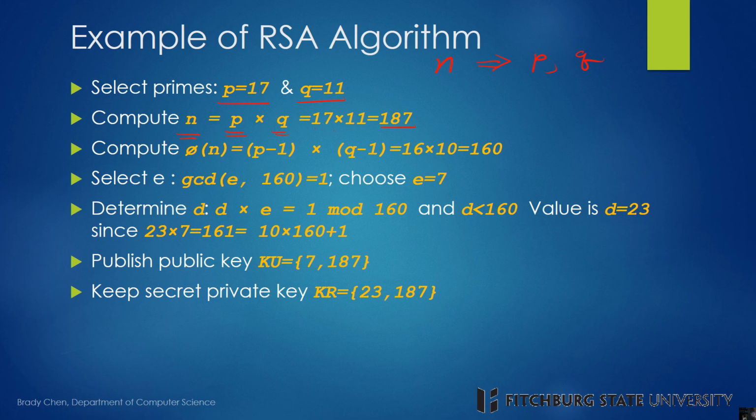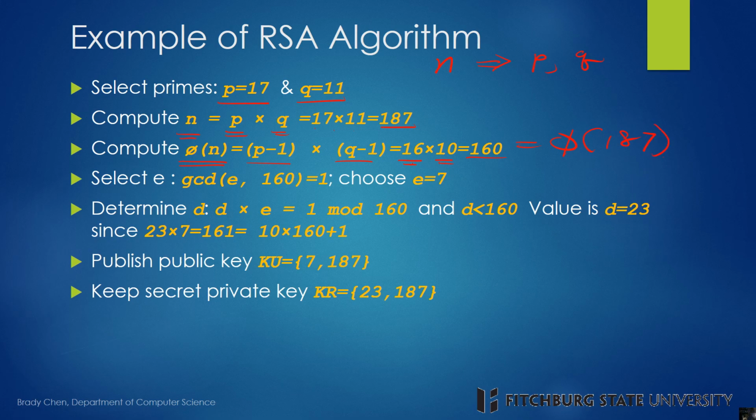I got 187. So I can easily calculate the Euler's totient of n, which is p minus 1 times q minus 1. The p is 17, so p minus 1 is 16. Q is 11, so q minus 1 is 10. So 160. That's the phi of 187.